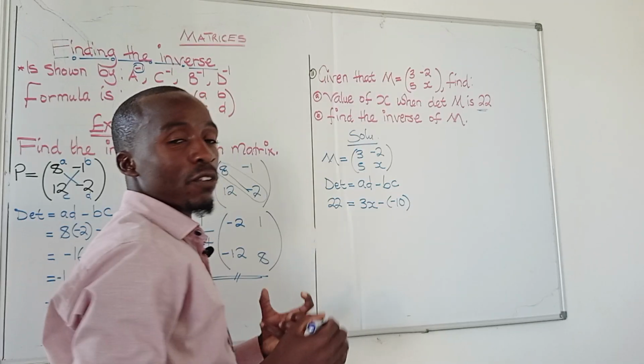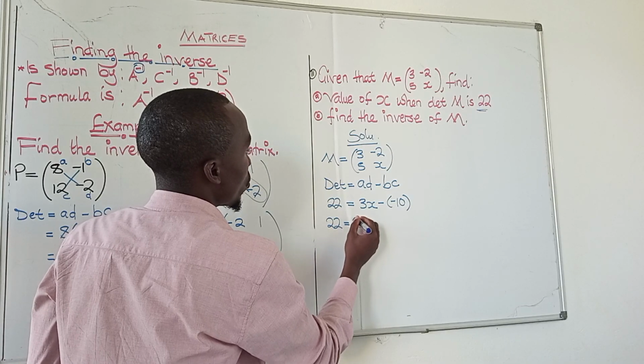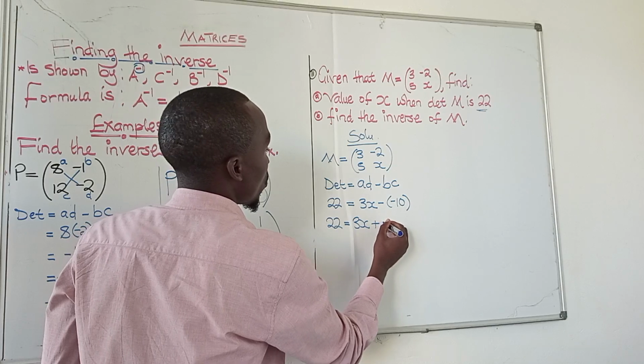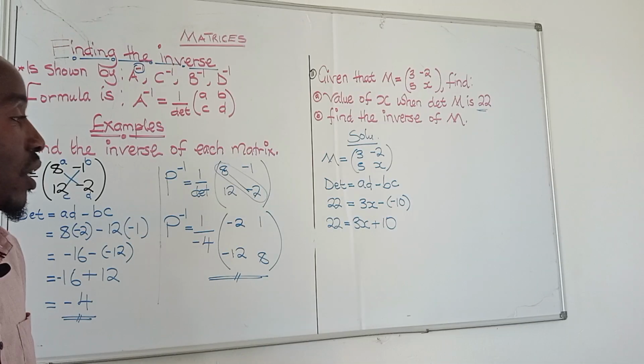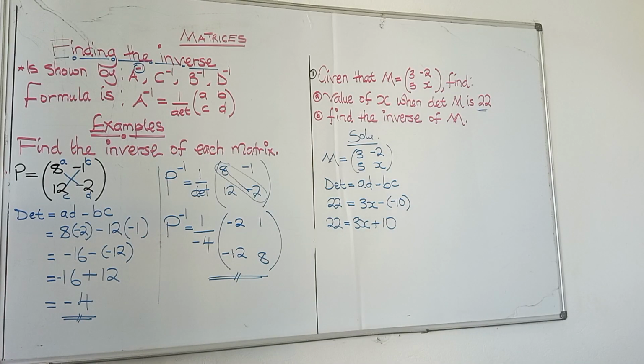Hope you have followed what we have done there. So this will be 22 equal to 3x, negative times negative, that is a positive 10. Hope you're following. From there, what do we do? We are going to collect the like terms.